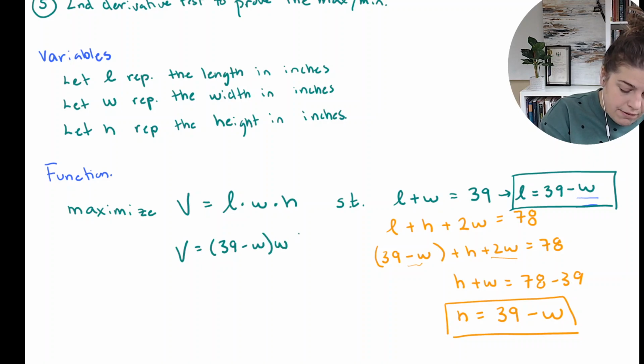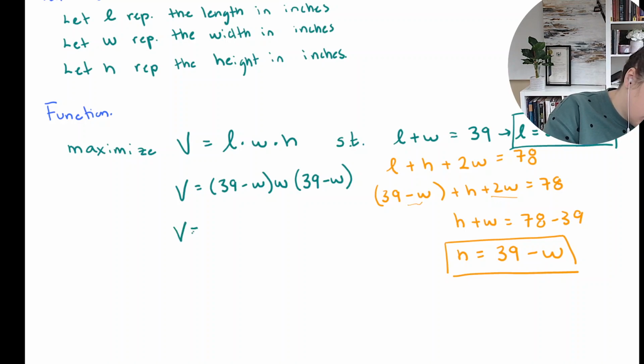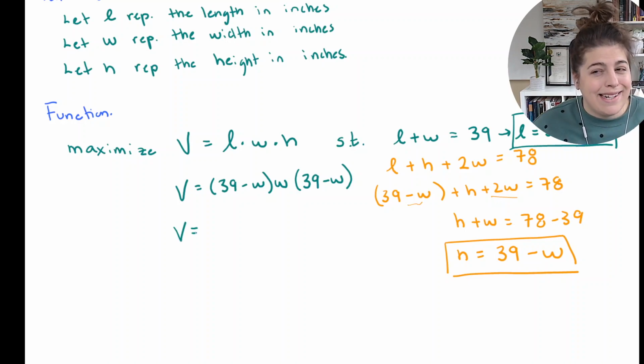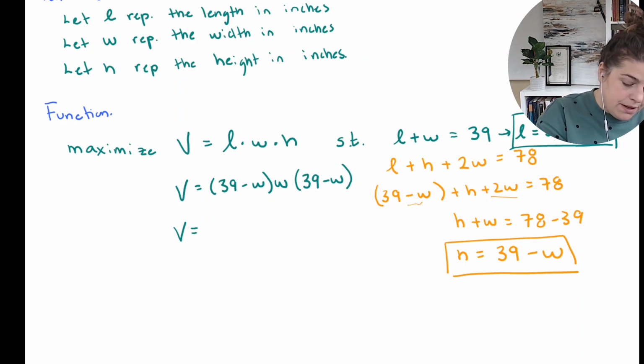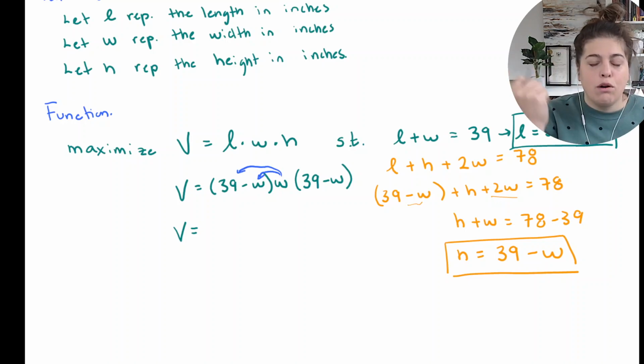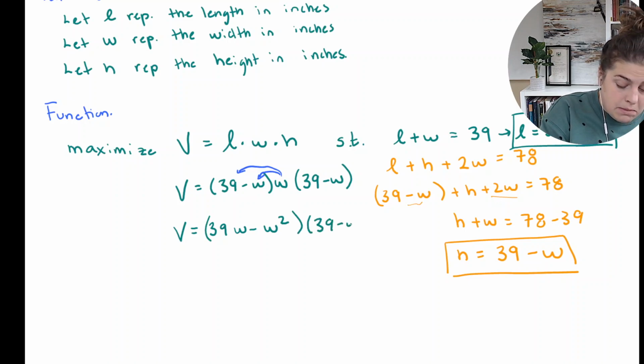We're going to have W. And for our H, we're going to have 39 minus W. It is a really good idea to simplify before you move on. Okay. So in terms of simplifying here, I'm going to do this in steps. You can just jump right to the end. Great, you're genius. I love it. Go for it. I'm going to multiply that W in. So I'm going to have 39W minus W squared. And this whole thing is still times 39 minus W.